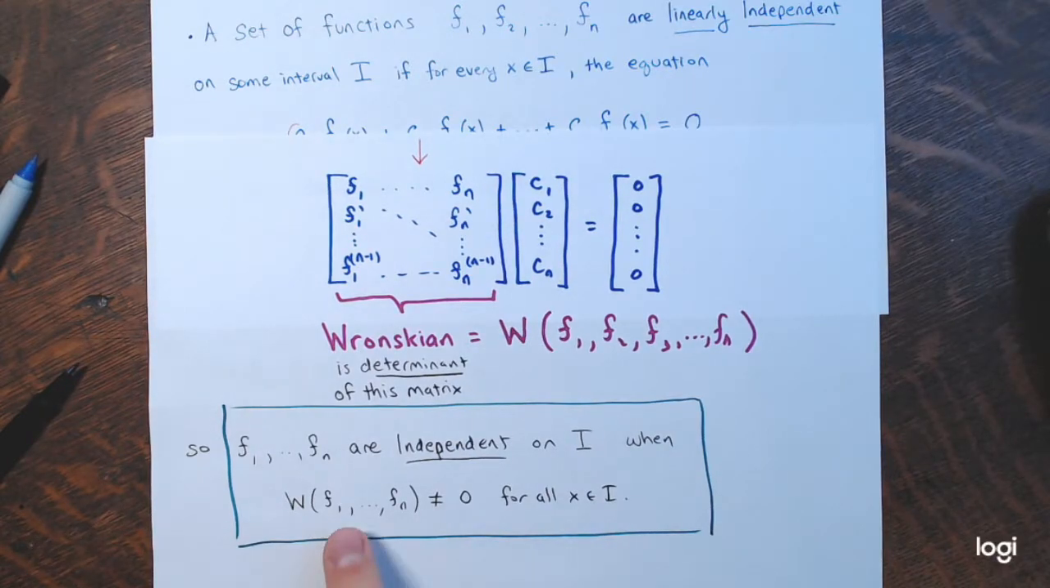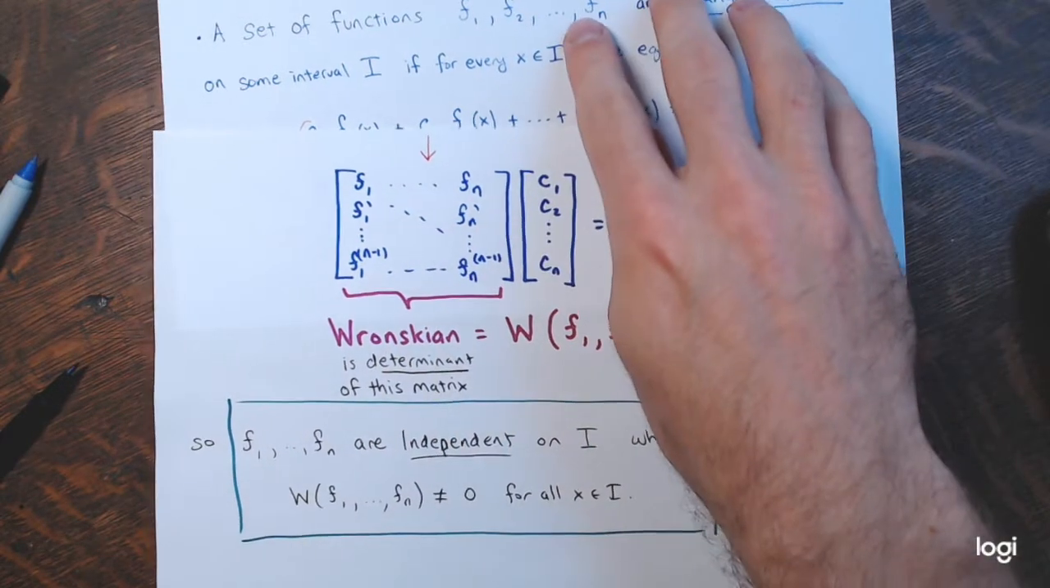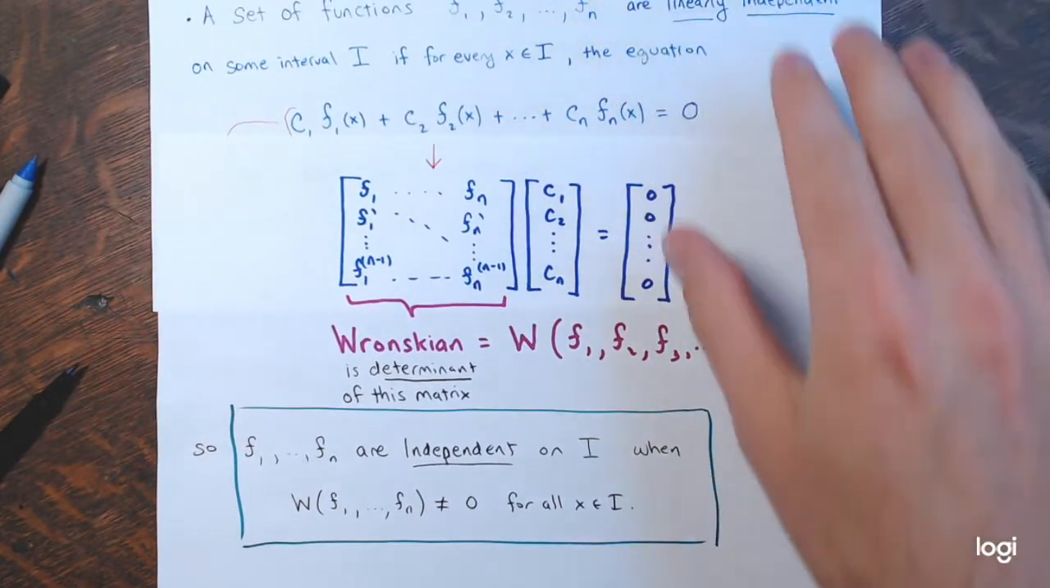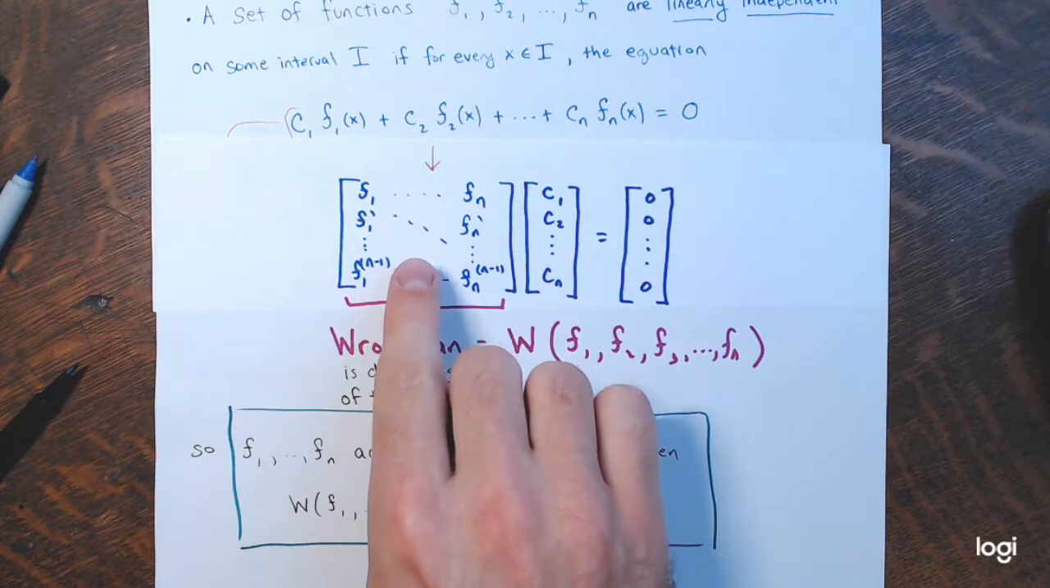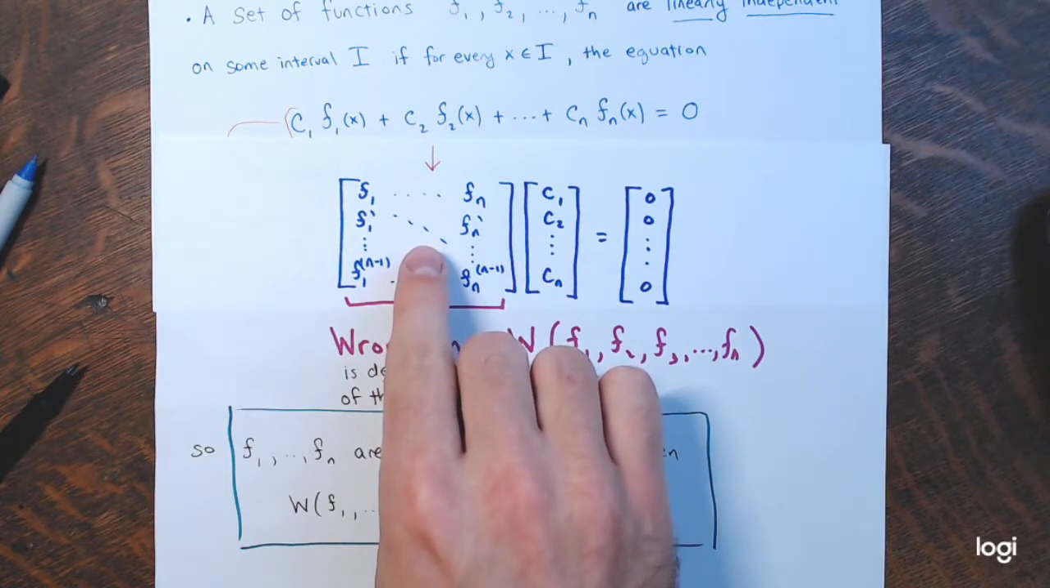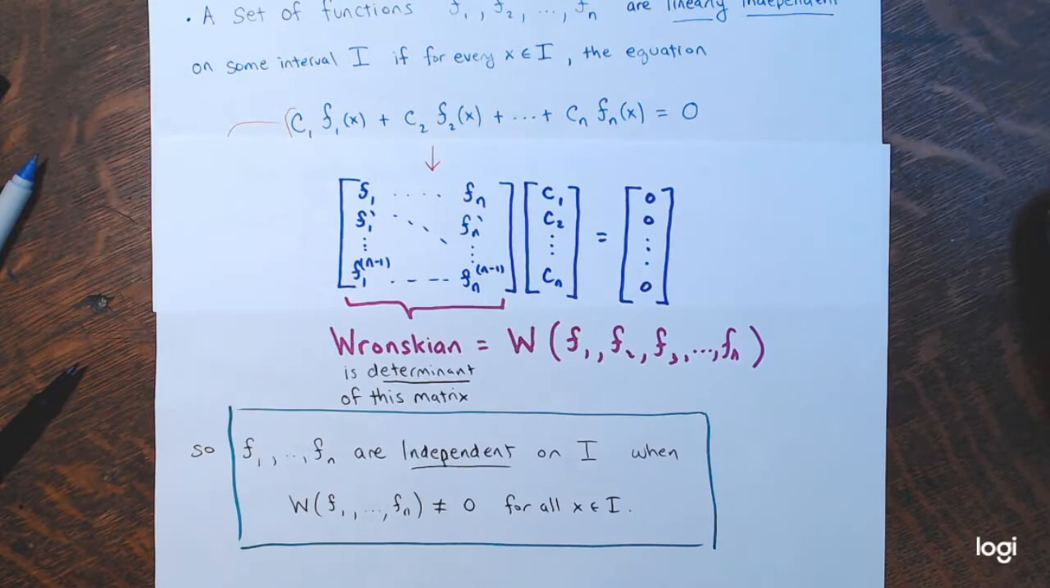Because in order for this equation to have only the trivial solution, where c1 through cn are 0, this matrix needs to have an inverse, and the only way it's going to have an inverse is if its determinant is non-zero. And this has got to be the case for every value in that interval.